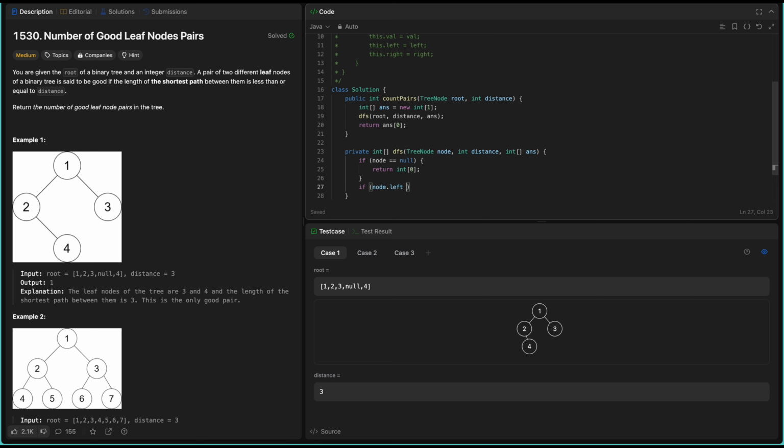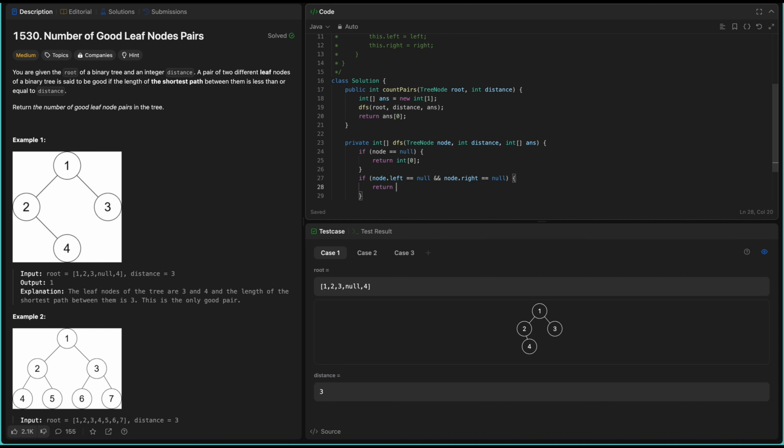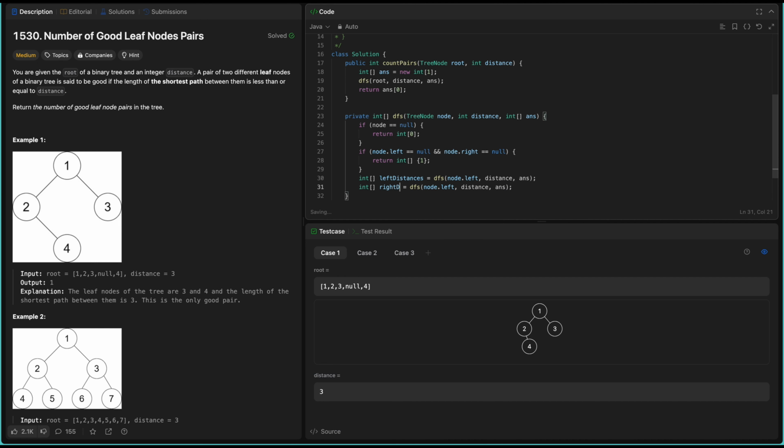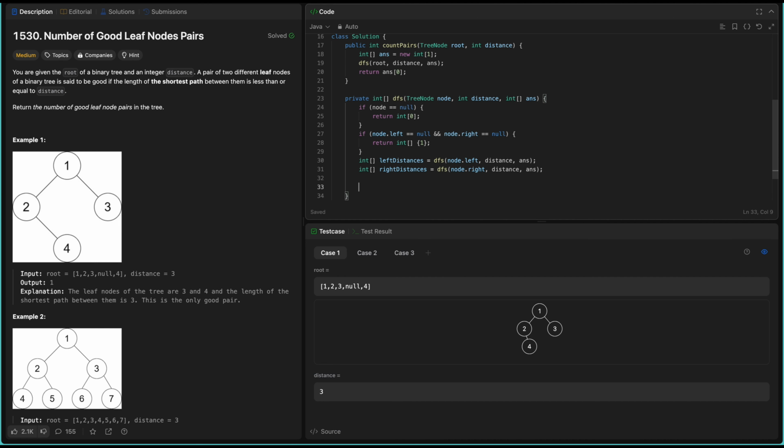Similarly, if node is a leaf node, that is node.left is equal to null and node.right is equal to null, we will return one leaf distance equal to 1. Now we will do the DFS. We will get all the leaf distances on the left side. Similarly, we will get all the leaf distances on the right side. And now we will do the post order processing.